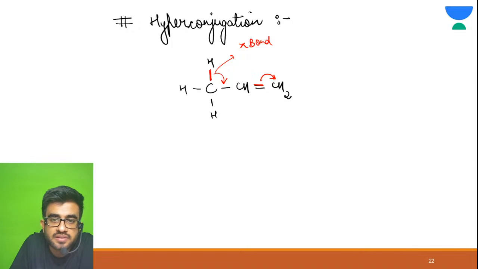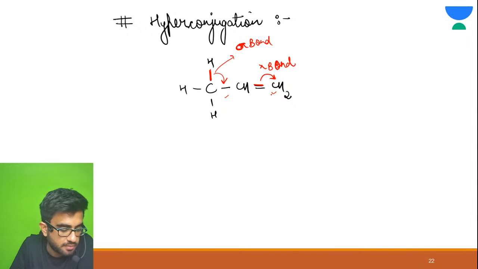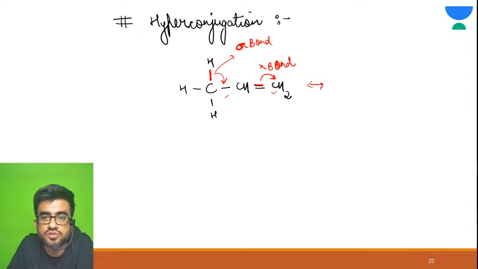All right. This is a sigma bond. This is a sigma bond. This is a pi bond. So the sigma bond is shifting here. The pi bond is shifting on this carbon. Let me draw this hyperconjugating structure.